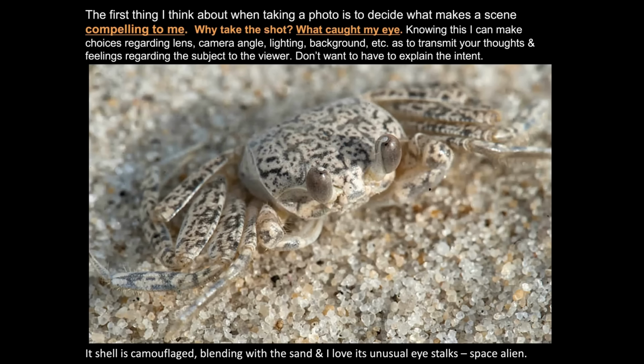In the case here, this is a little ghost crab. What I really liked about it, it had a shell that was camouflaged. It blended into the background. It blended in with the sand that was around it. And I love those eye stalks. I was trying to make sure that they were very sharp in the image because they sort of reminded me of a little space alien.